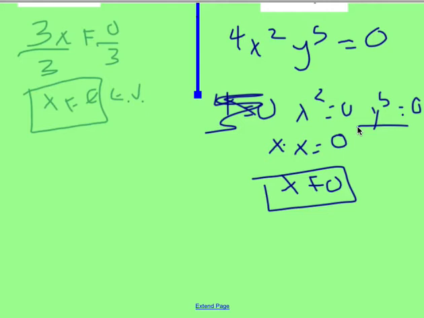Same thing here is that y to the 5th, that's the same as y times y times y times y times y. And when you multiply 5 y's together, the only way that that cannot be 0 is if y isn't 0. So whenever you have just a variable to an exponent, the variable cannot be 0. So that's kind of a trick you can use as you're going through this.